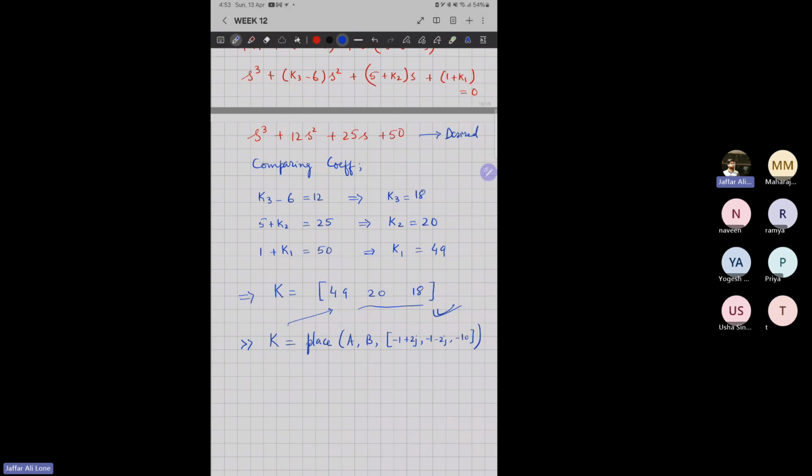Have you got an idea how you can solve such questions? Again, if you're given to design an observer, like for the similar question, what you have to do is, instead of K, write L. For observer design, your A_CL becomes A minus LC instead of A minus BK. That's it. Rest follow the procedure. Everything remains the same.